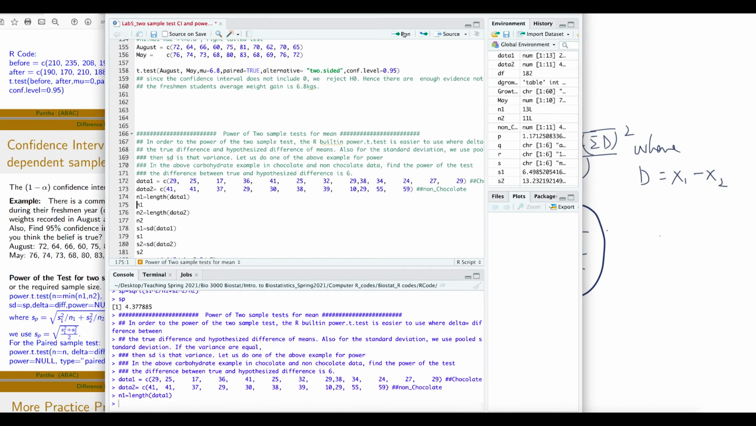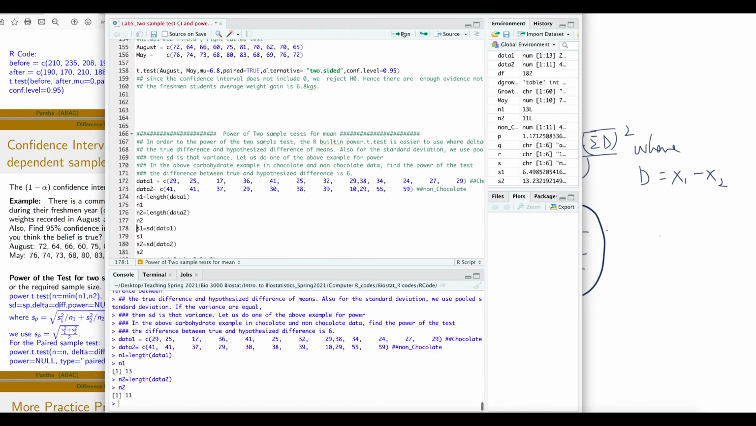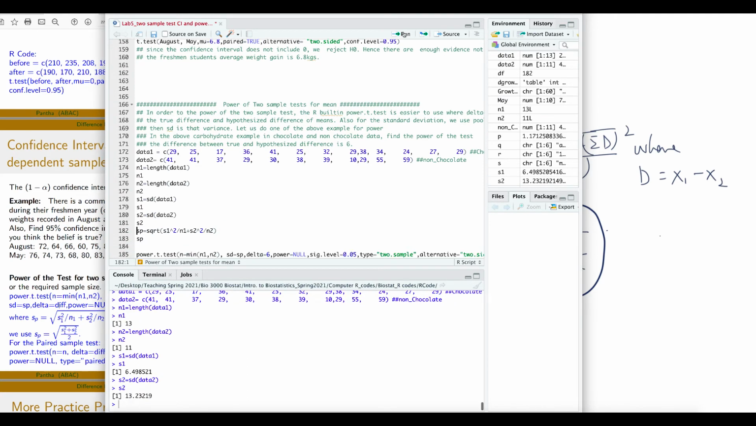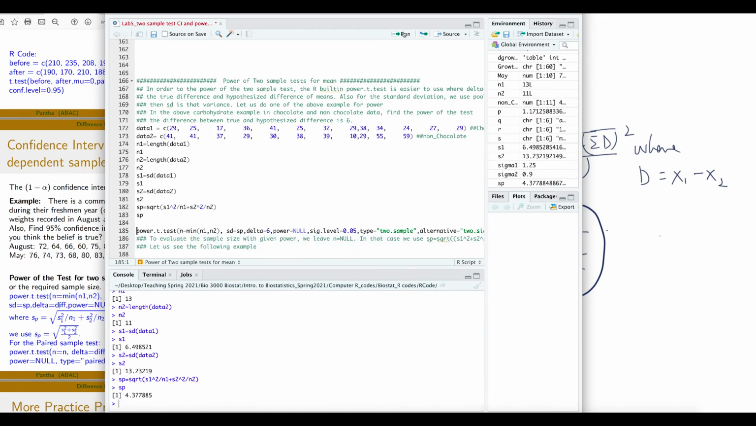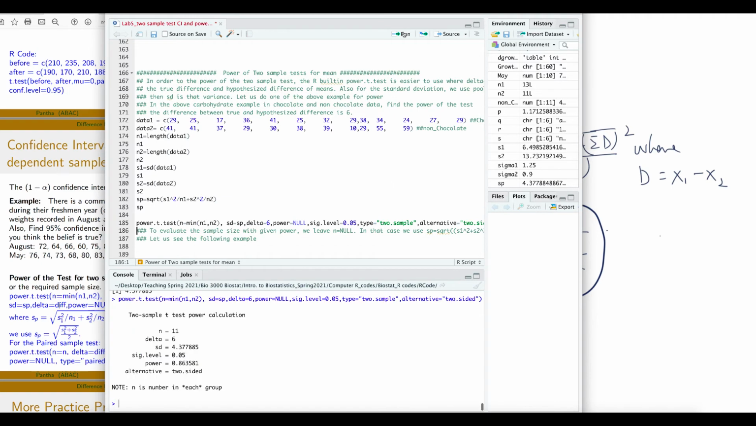Here data1 is the data I just copied and pasted, and n1 is the length of data1, the sample size of the first sample. n2 is the sample size of the second sample, 13 and 11, right? S1 and S2 are the standard deviations of the first and second sample. SP is the pooled standard deviation. I use exactly the same formula. Now for the power of the t-test, what did I do? n is the minimum of n1, n2. SD equals SP, the pooled standard deviation. Delta is 6, which is the difference between the true difference and the hypothesized difference, which is given as 6. And power is null because you want to find out the power, so I kept this null.